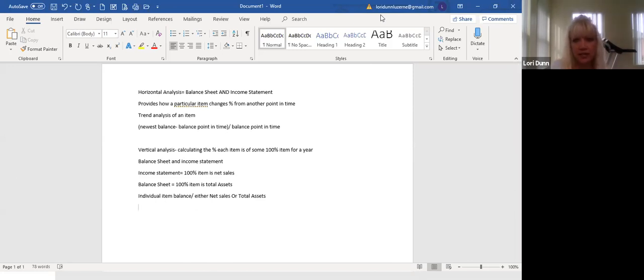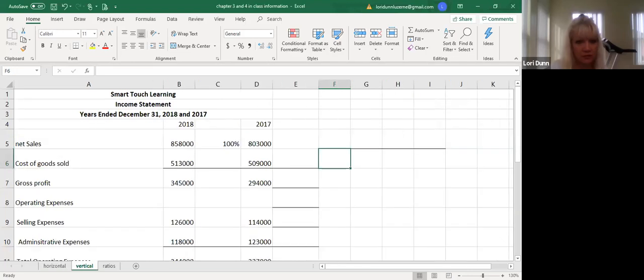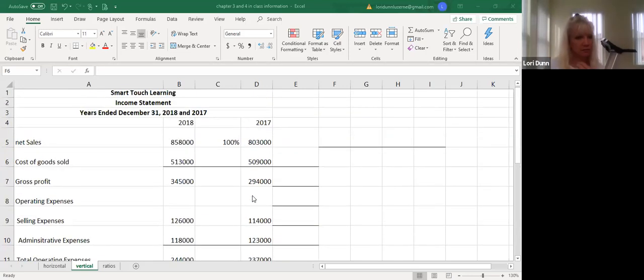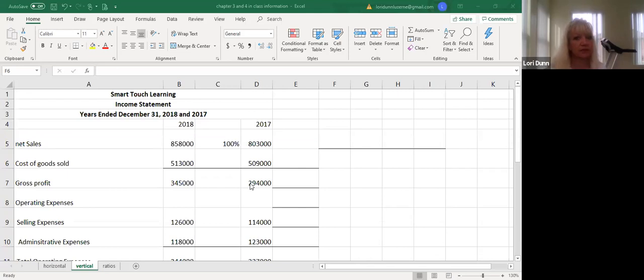So I'm going to stop sharing that and go ahead over back to our Excel. Let me get in there. Hopefully, make sure you can see this. Sometimes when I flip around, it doesn't acknowledge it. Okay, so you should see the income statement for Smart Touch here. And if you downloaded it, you have that as well.